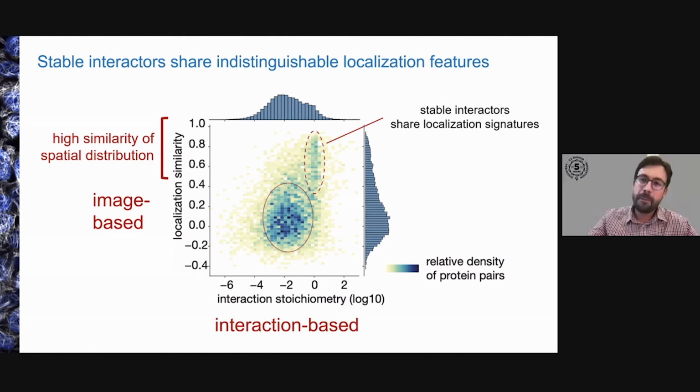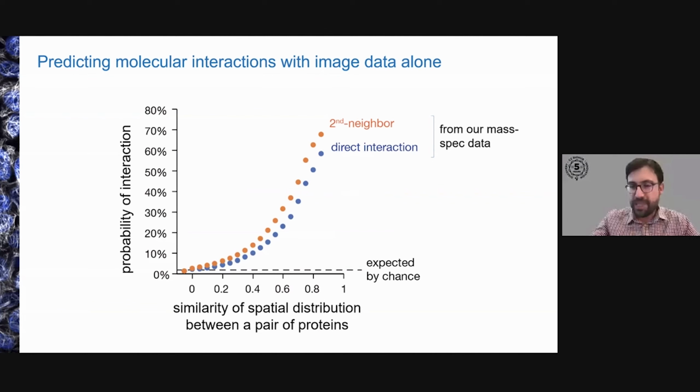Next slide. Now, what's interesting is that we can flip the argument over and ask, well, can we actually predict molecular interactions just on the basis of comparing images? And this graph shows you that indeed it is possible. So on the x-axis, as we look at any pairs of two proteins, at a certain level of similarity of spatial distribution, we can actually predict with high probability that these two proteins will interact.